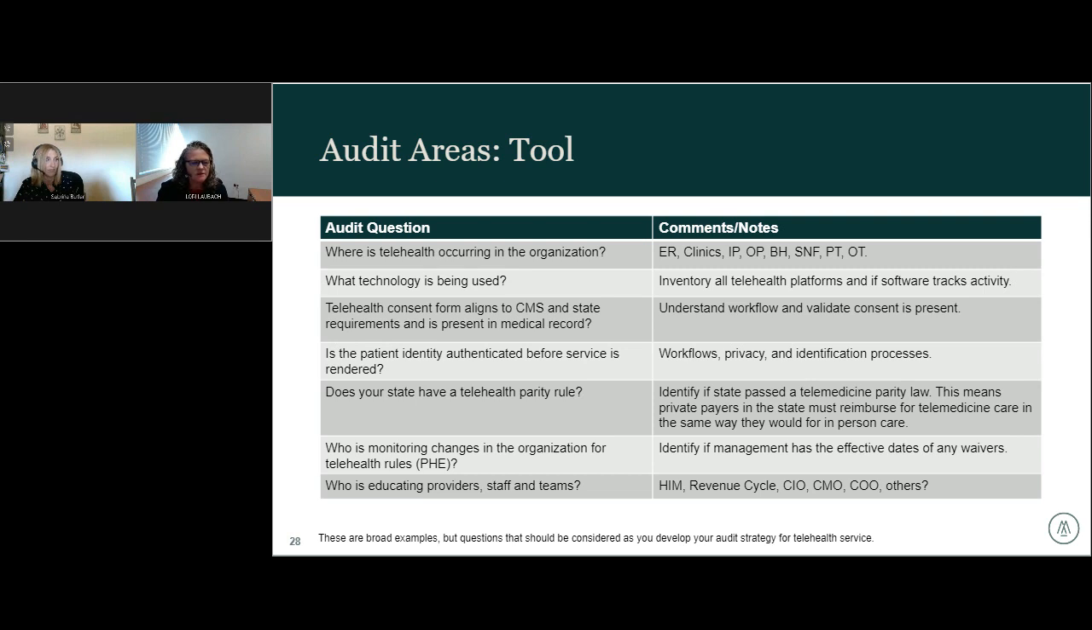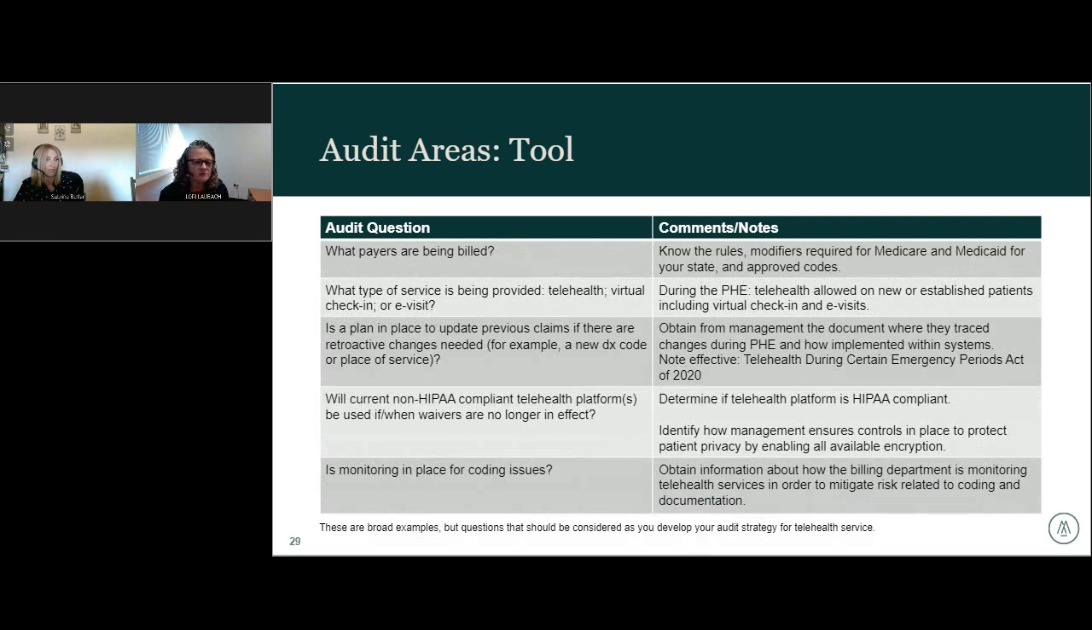It's also what payers are being billed, who you were doing telehealth services and billing for, and probably all your payers. Do you know all the different rules and requirements of all the different payers? And then also, what type of services are being provided? Are they mostly telehealth? Do you have a lot of virtual check-ins, e-visits, remote patient monitoring? What's actually showing up in the services that have been billed and paid, et cetera?